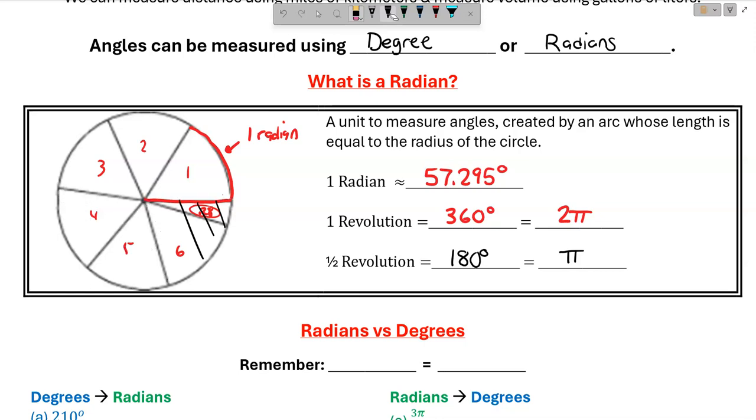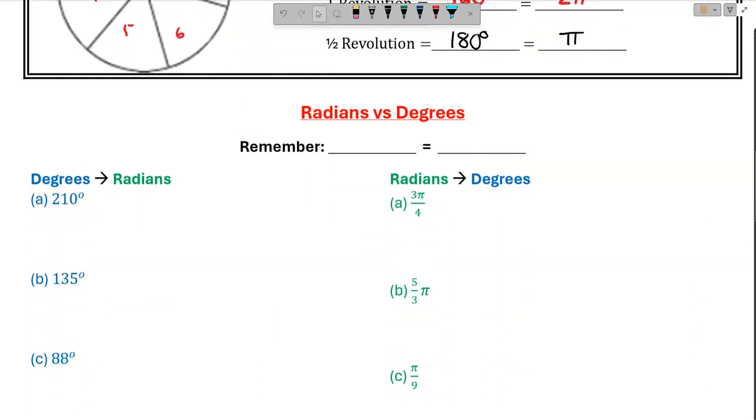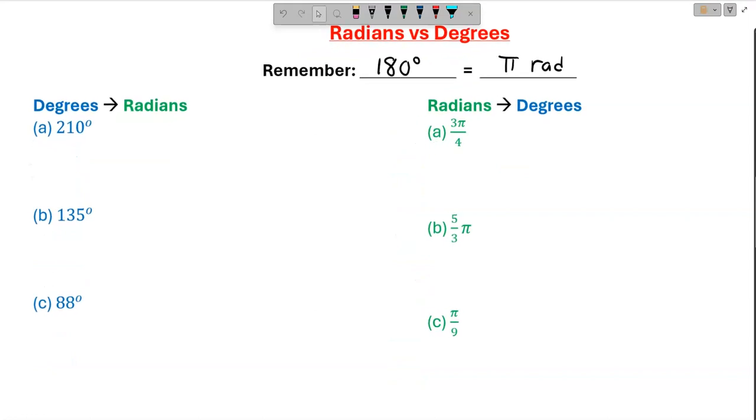So I'm going to erase all these scribbles. We don't need that there. So we are now going to use this ratio to help us convert. Just a reminder, 180 degrees is equal to pi radians. And so we're going to use that to help us answer these questions down below. So we want to convert from degrees to radians in the examples on the left.